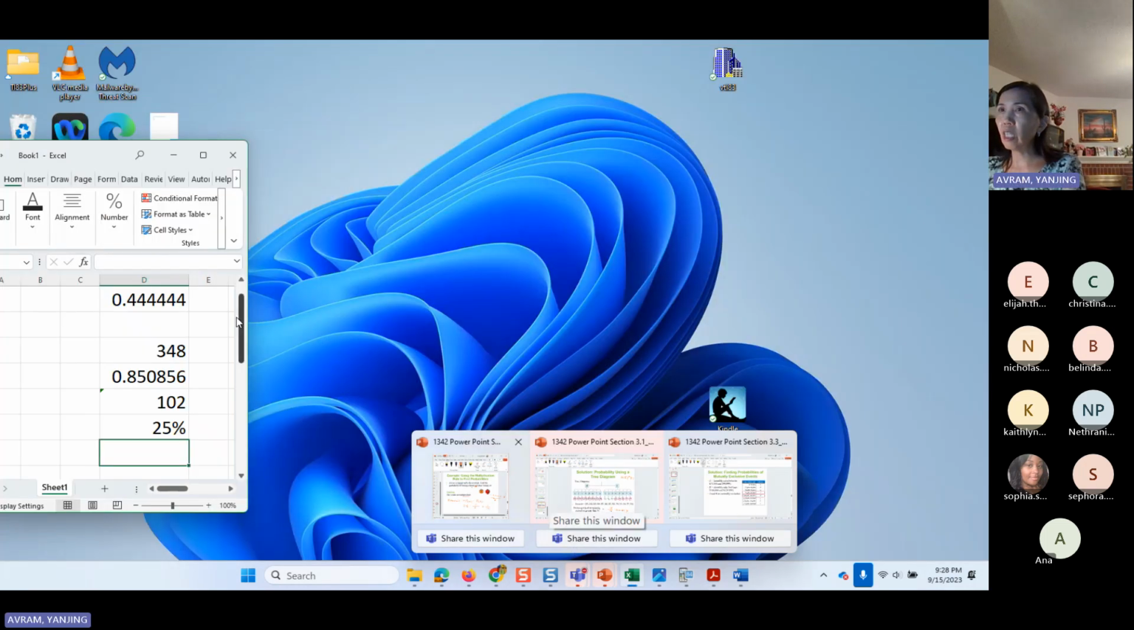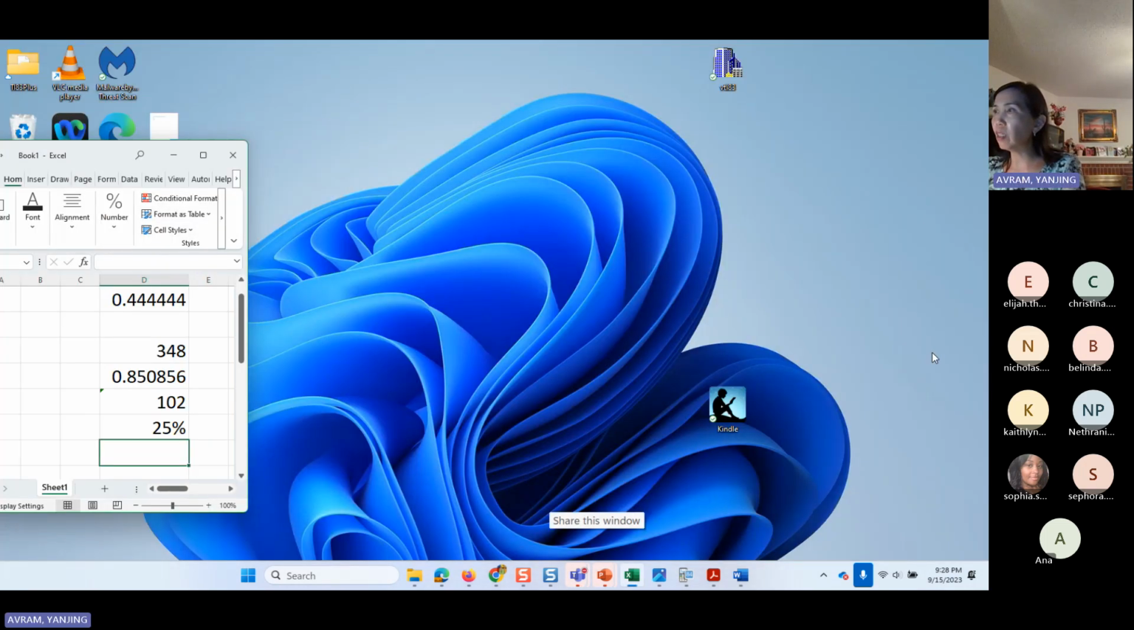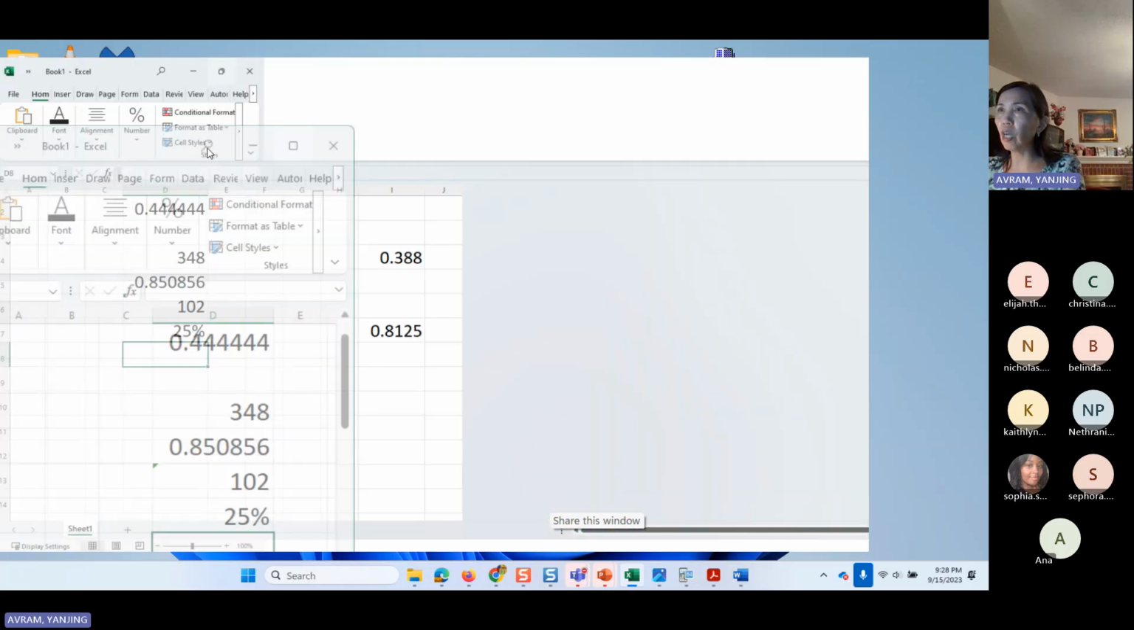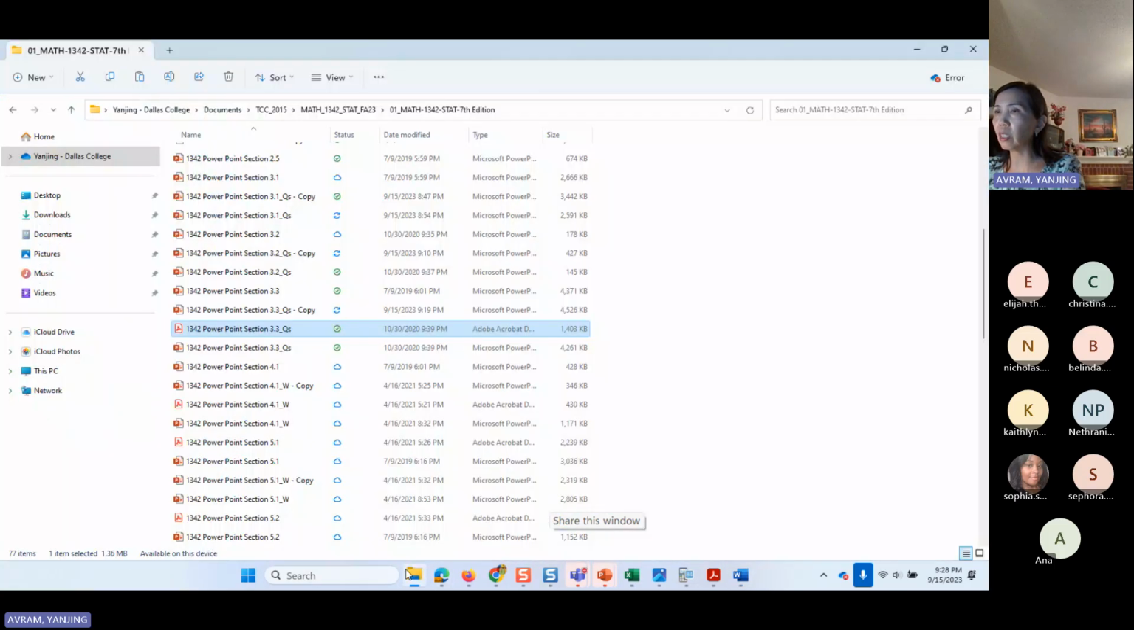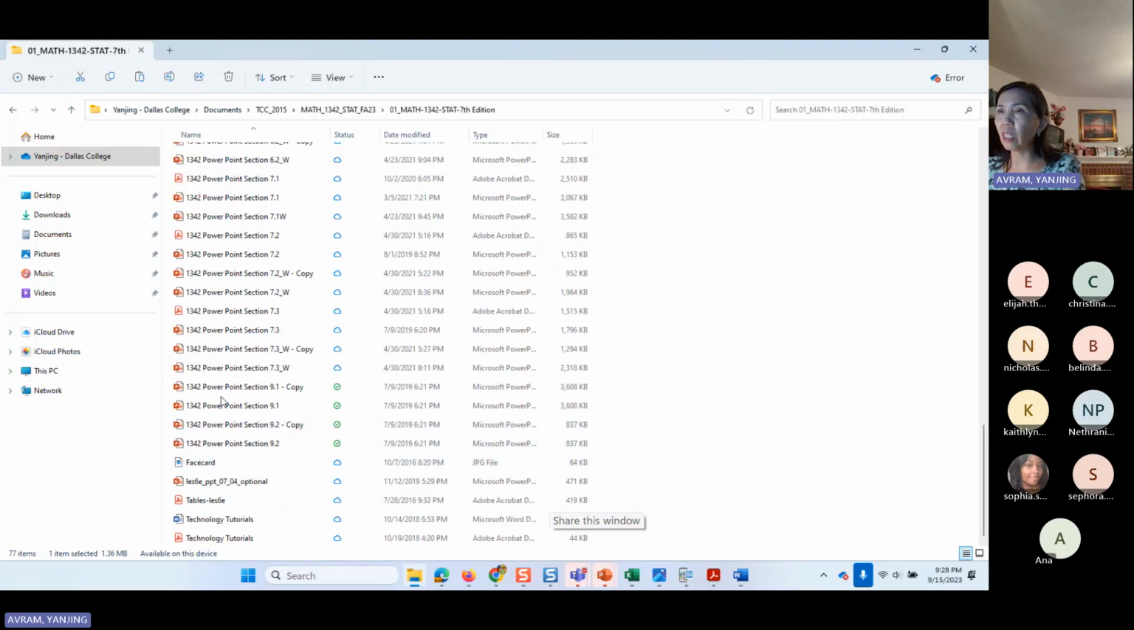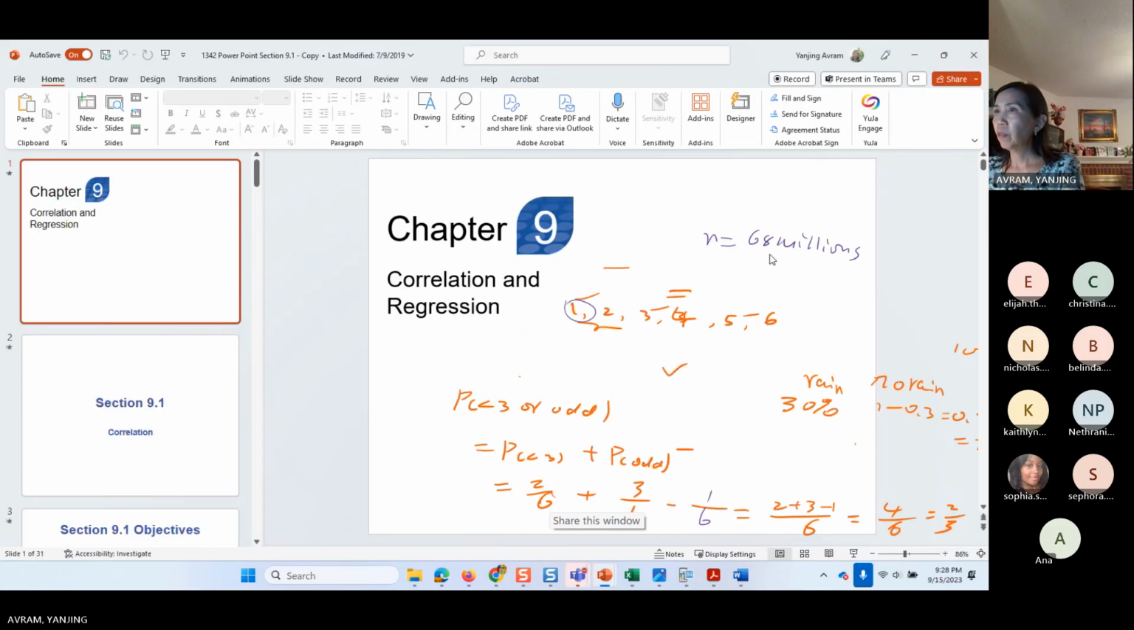Okay, so this is a section some people find a little bit challenging. So I usually recommend people read the textbook at least once. All right, so that way you will combine everything together.